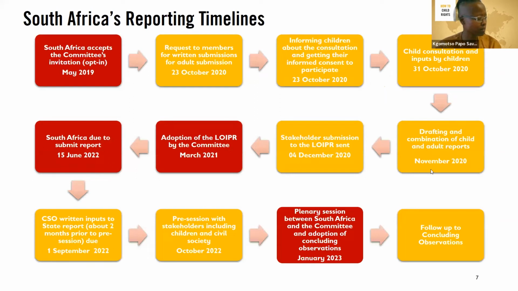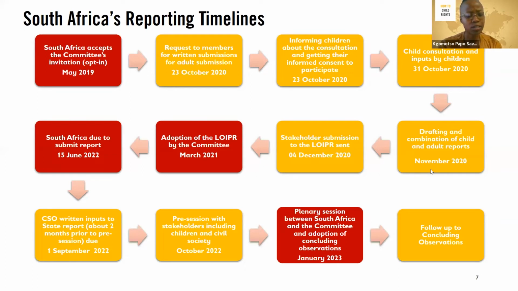So South Africa opted in, accepted that they will send the report through the simplified reporting procedure in May 2019. Interestingly enough, it was not publicized. No one knew that South Africa was no longer submitting the report on the 15th of June 2021, but had opted for the new procedure.